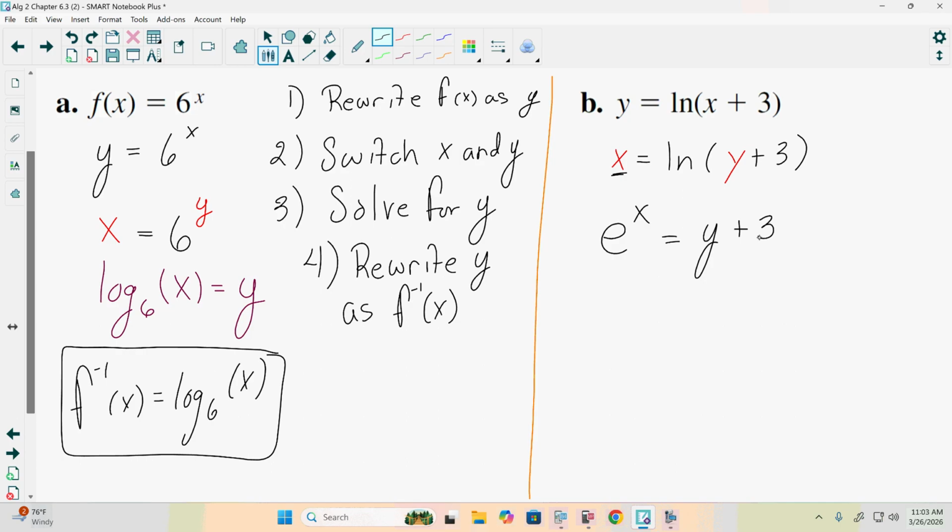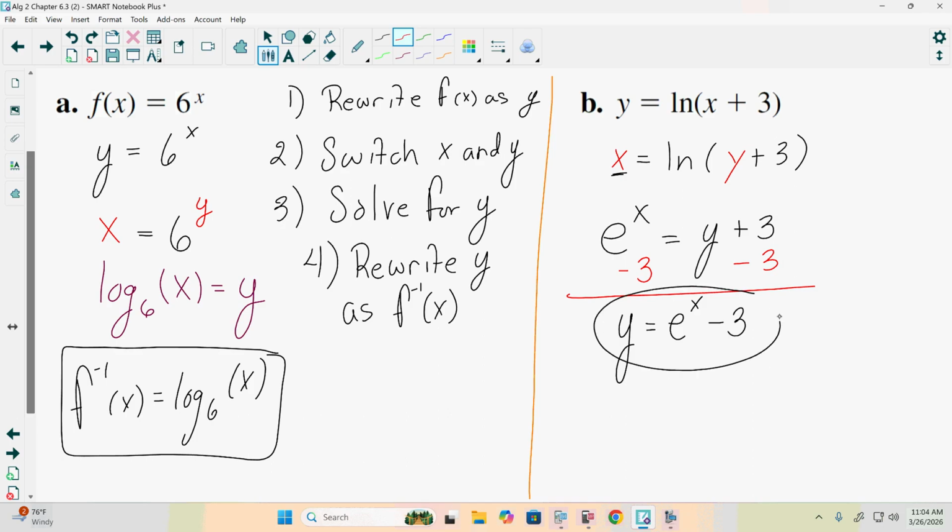Is y by itself? Now it has plus 3 with it, yes? So if I want to get rid of that plus 3, we would minus 3. Telling us y is equal to e to the x minus 3. It wouldn't go up into the exponent. It would just be out to the side. Questions on this here?